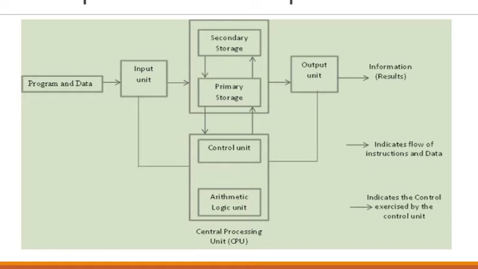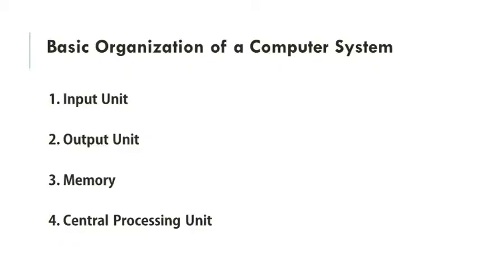Then we have the central processing unit, in which there is the control unit, the CU, and the arithmetic and logic unit. Then we have the output, which means the result that we get after all these processes. So this block diagram is very important regarding the computer system hardware.